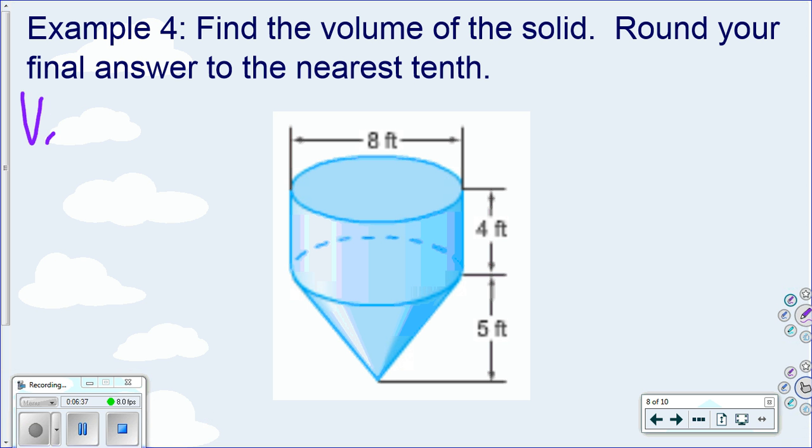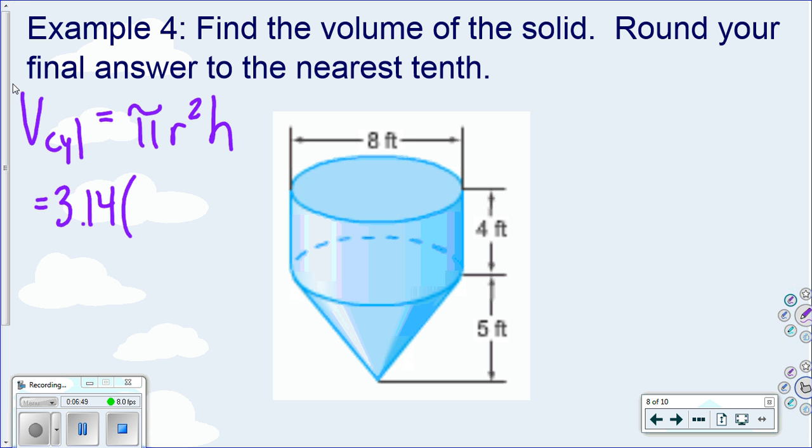Over here, I'm going to look at the cylinder. So for the volume of the cylinder, the equation is pi r squared times the height, which is 3.14. What's the radius of the cylinder? Good, because the diameter is 8, which means our radius, half of it, would be 4. So it's going to be 4 squared times the height of the cylinder. The height of the cylinder is right here, 4.